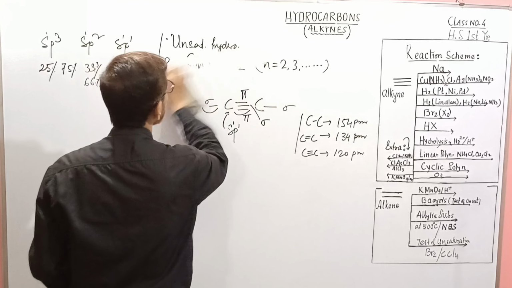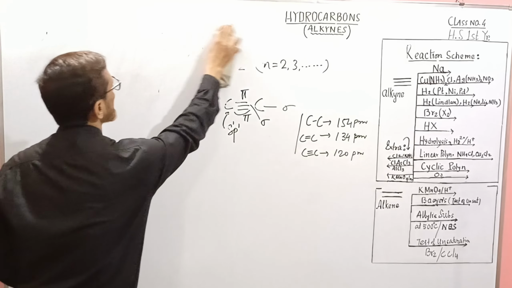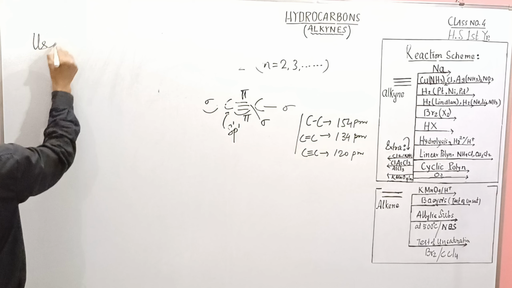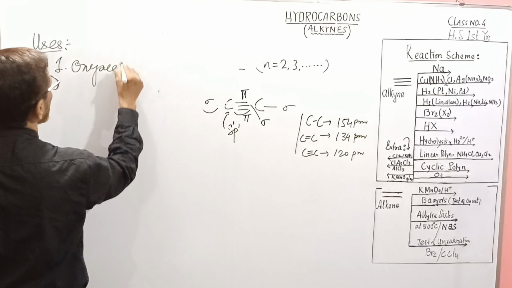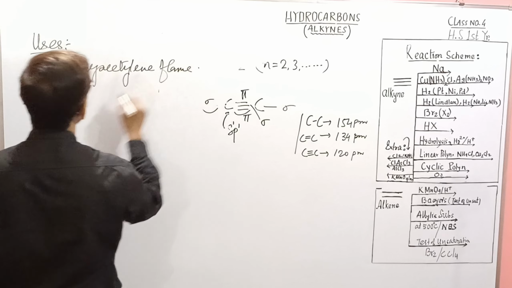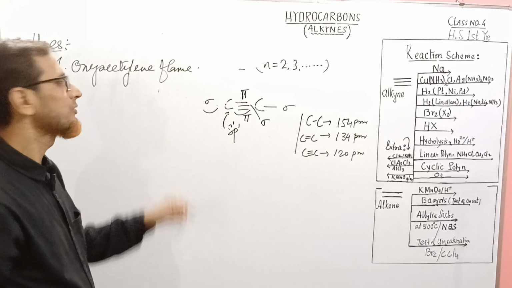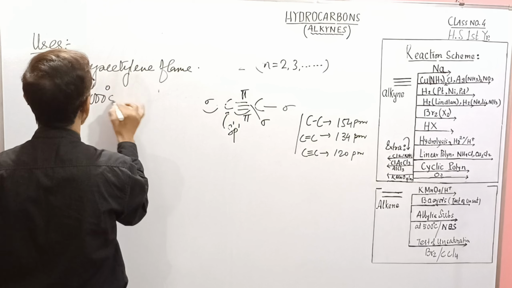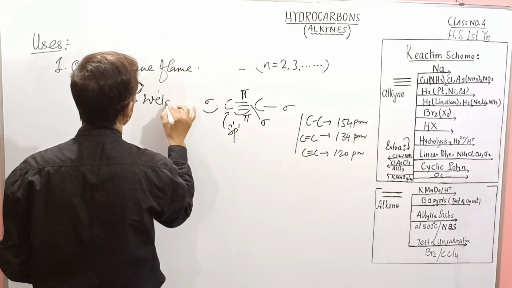So now, uses. Oxy-acetylene flame. Acetylene plus oxygen gives oxy-acetylene flame, whose temperature is very high, and it is used for welding purposes.